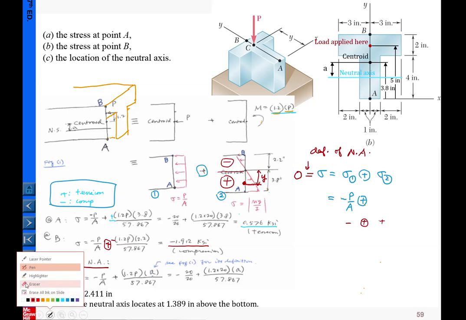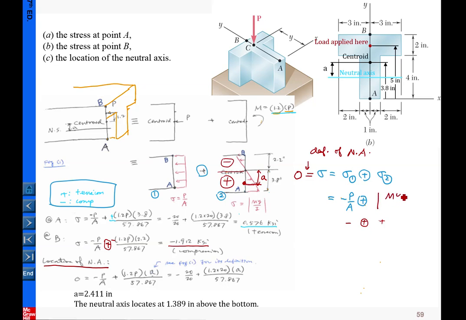So let me change my notation here. So this distance, let me call it a. Okay. So we want to add up some positive terms. So the magnitude is Ma, sorry, not My. I got used to that one. Okay, the Ma over I.